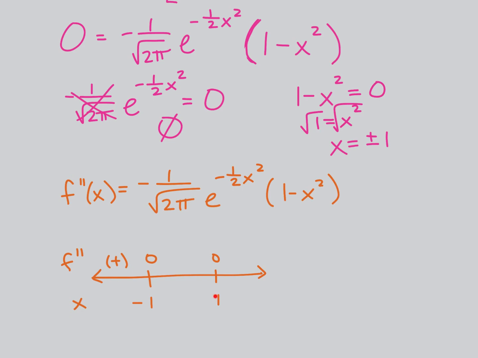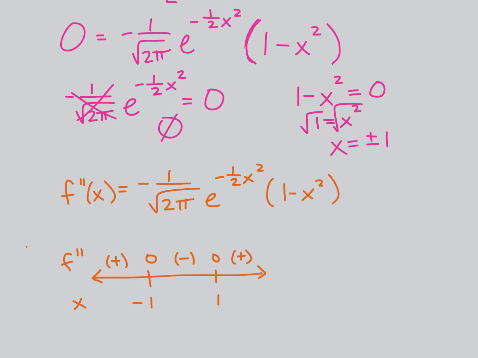Then in between negative 1 and 1, we can plug in the number 0. Again, this out front here is always negative. If we plug in 0 here, 1 minus 0 is 1. That's positive. So a negative times a positive is a negative. Go ahead and try the last one and see what you get. We will end up getting a positive over there.